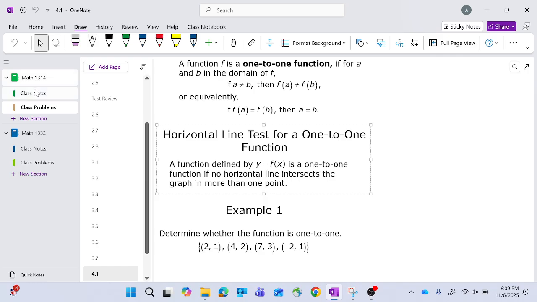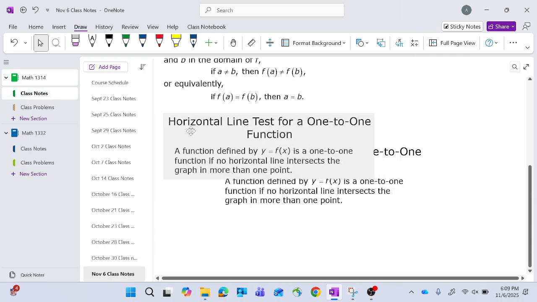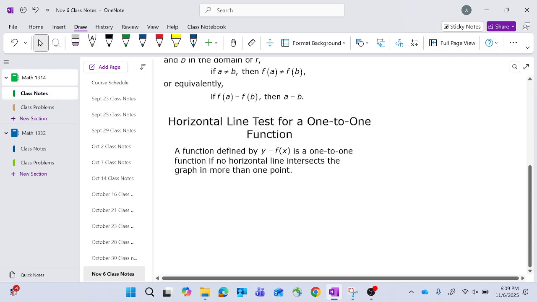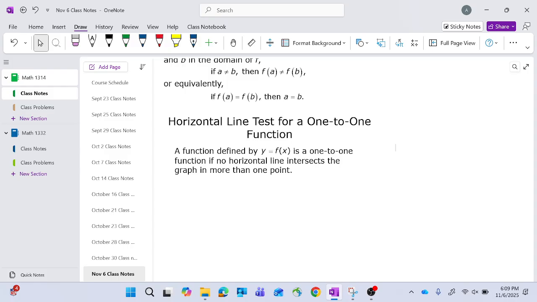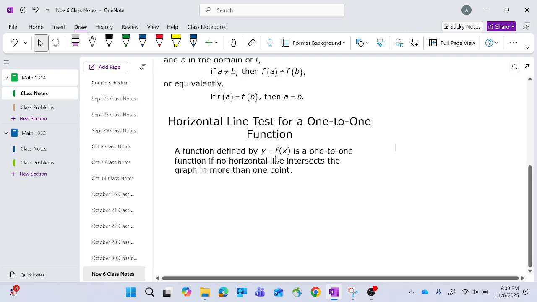Yeah, so the horizontal line test is what we have here. A function defined by y equals f of x is a one-to-one function if no horizontal line intersects the graph in more than one point. That's saying the same thing I said before. No y's repeat. A function is one-to-one if the y's do not repeat. That's essentially what the horizontal line test is testing. Then no y's are repeating.